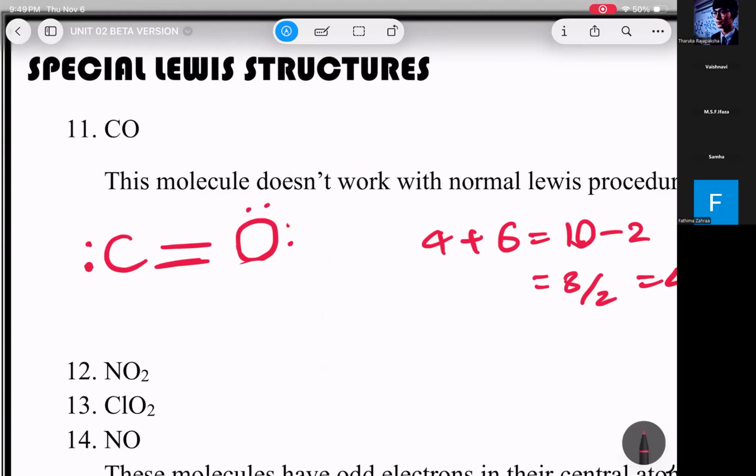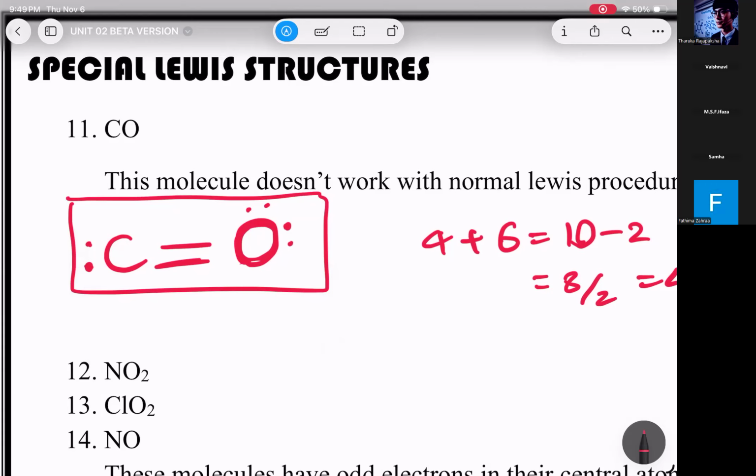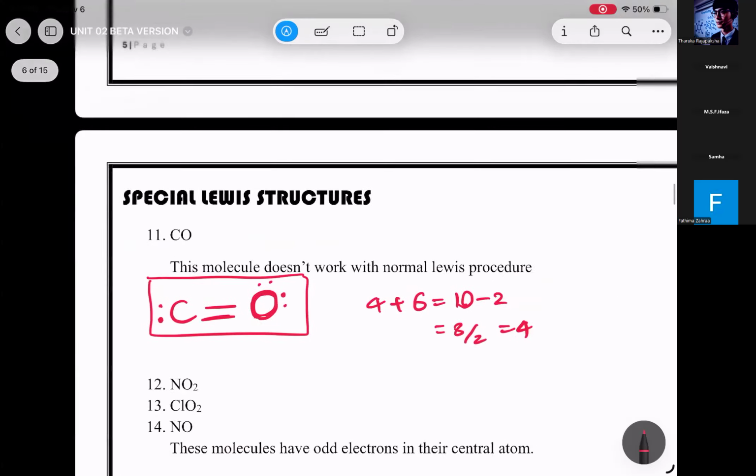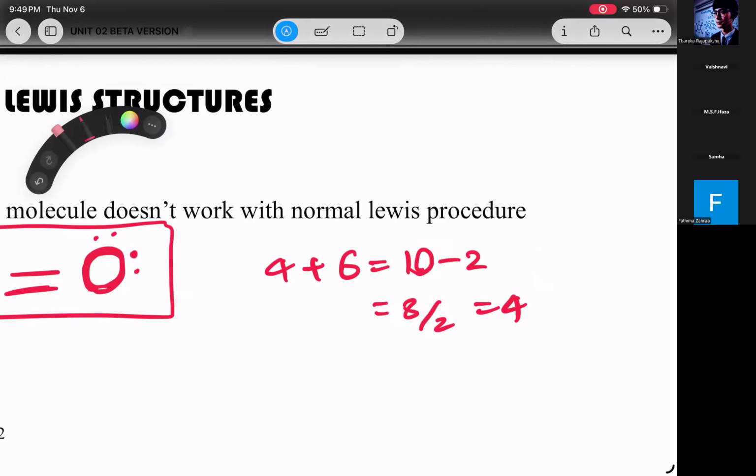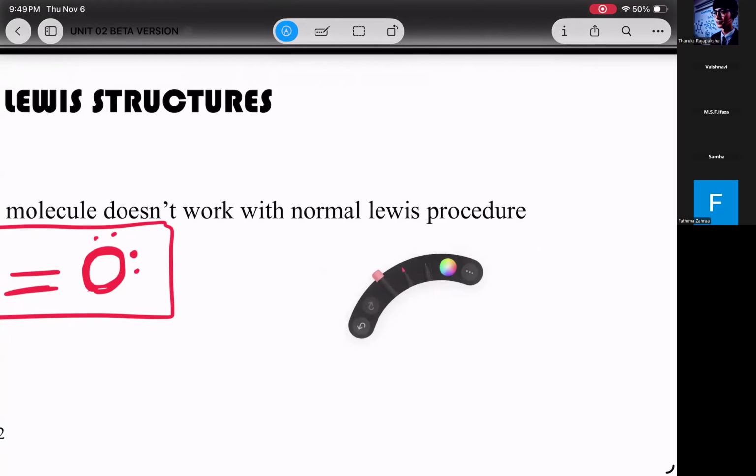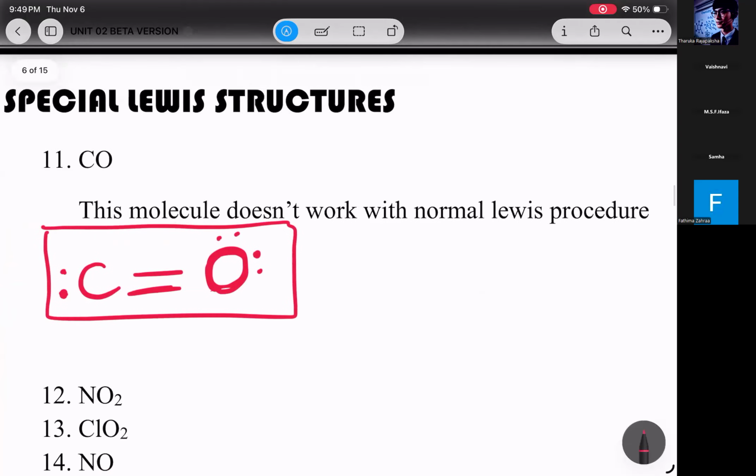According to Lewis' rule, according to the things we have done in the past 3 hours, this structure should be correct, right? Should be correct. This is wrong. And there's a reason for it. This is a structure which does not obey the normal Lewis procedure. This is something which is questioned very often in the MCQ paper as well as in the structured essay paper: to draw the structure of carbon monoxide and also explain why it takes a structure like that. ඇයි එහෙම වෙන්නේ කියලා you should know.